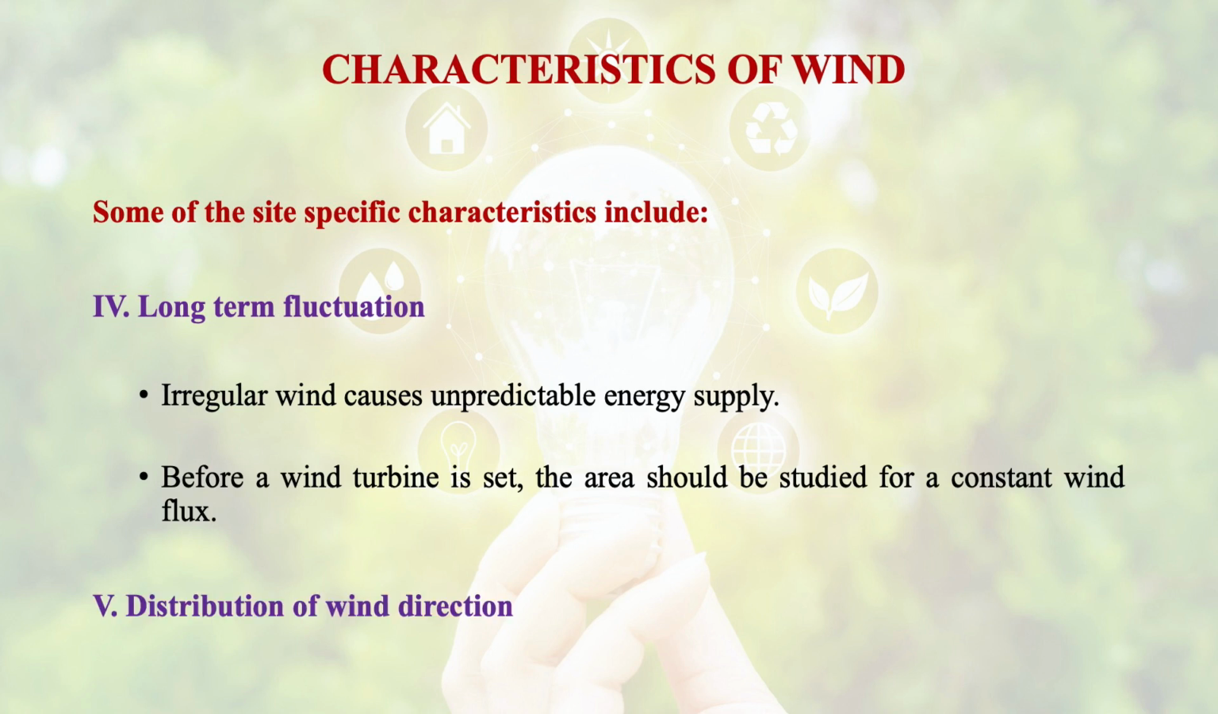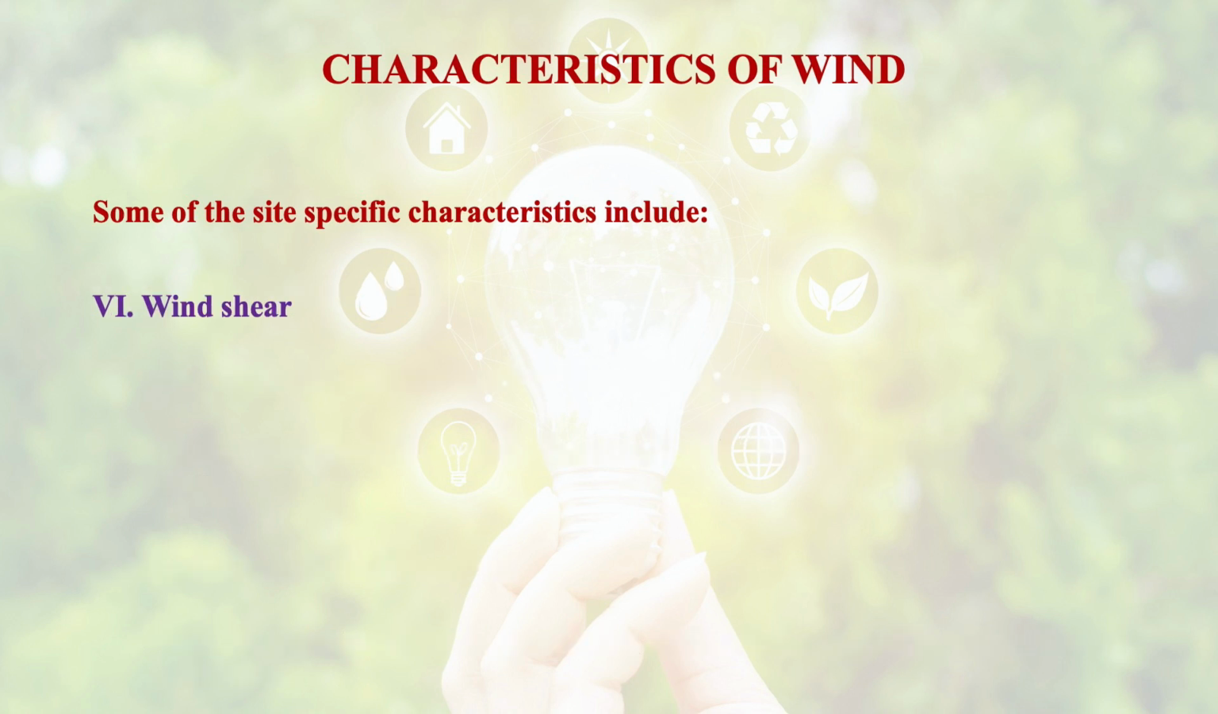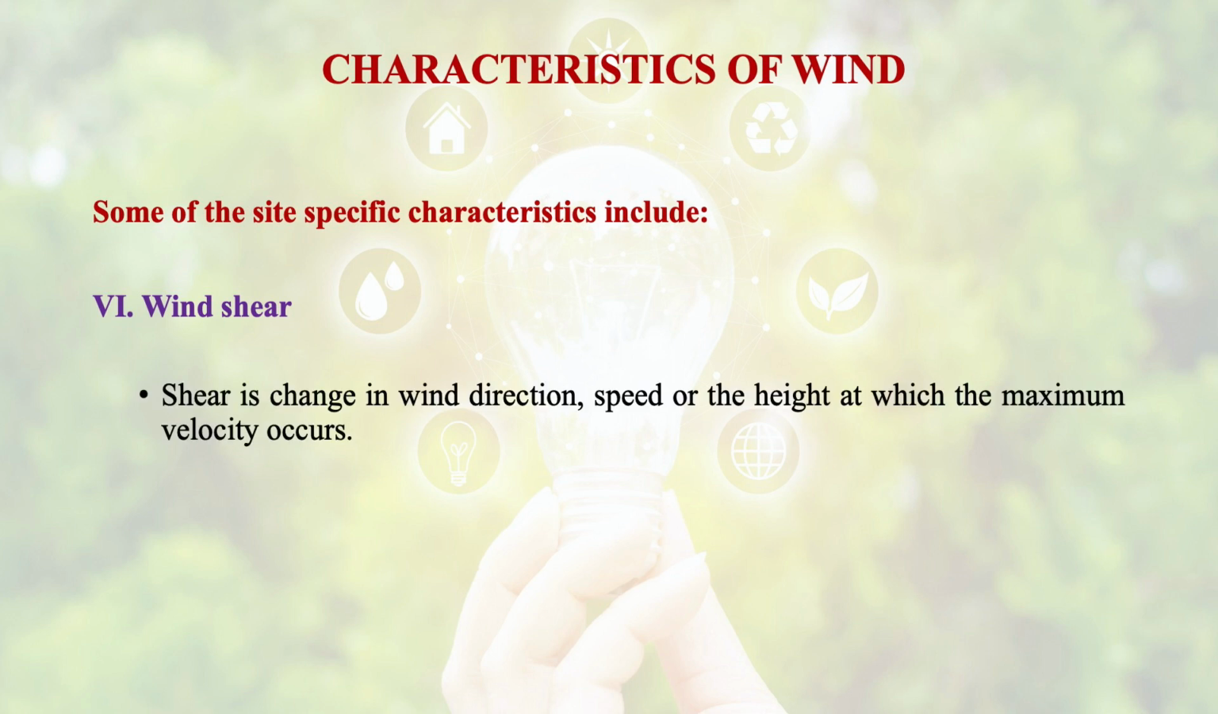Then comes the distribution of wind direction. It is more significant in positioning of the blades, especially for horizontal axis type, that in which direction the distribution of the wind is moved. Then comes the wind shear. Shear is nothing but the change in wind direction, speed or the height at which the maximum velocity will occur.